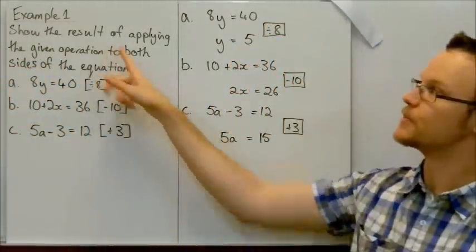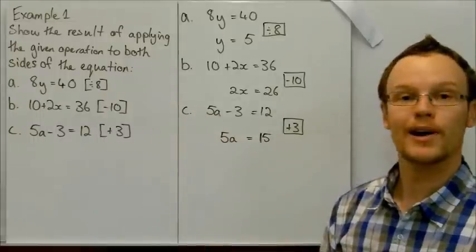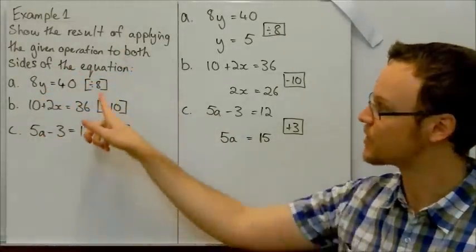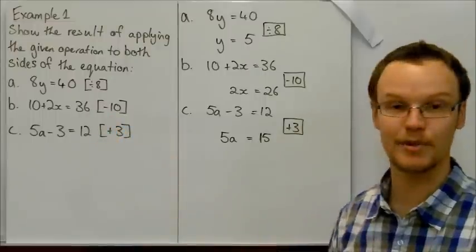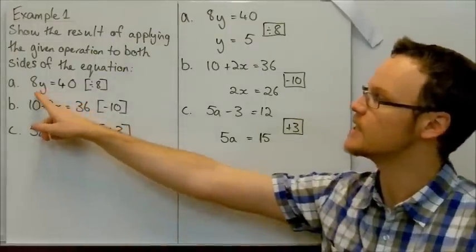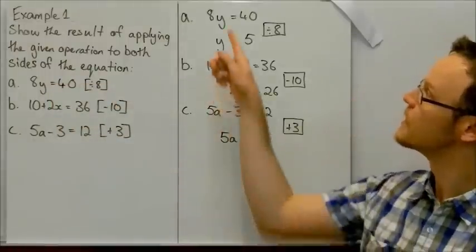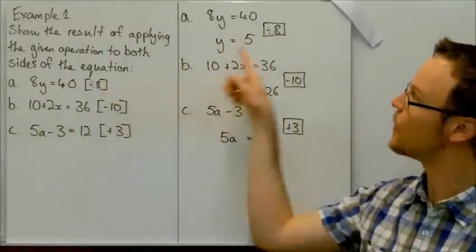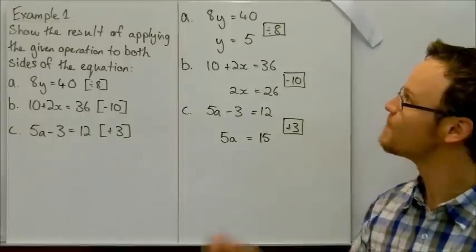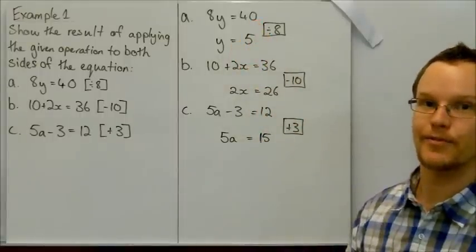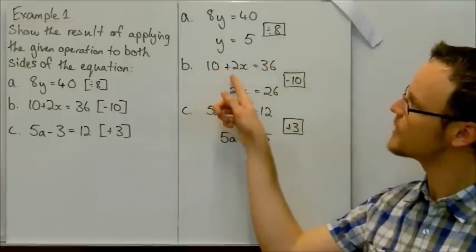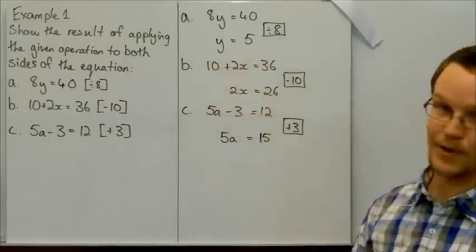Our first example. Show the result of applying the given operation to both sides of the equation. The given operation is in the square brackets at the side there, and here is the equation we're working on. So 8y equals 40, we need to divide both sides by 8. 8y divided by 8 is y, and 40 divided by 8 is 5. So we're left with y equals 5.